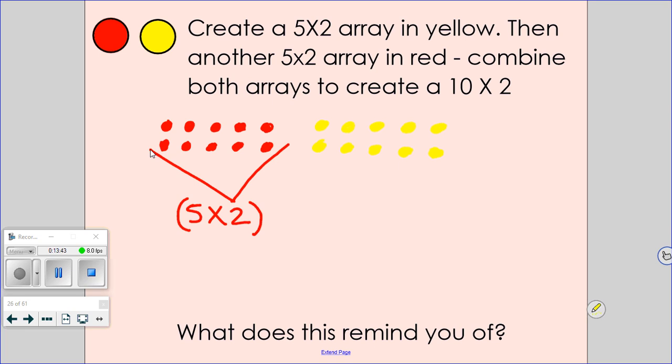It is okay if you want to make it orange in your notebook just so you can see it a little better. And then we're going to do the same thing. We're going to name our yellow 5 by 2. So now our paper matches our array that we have on our desk.